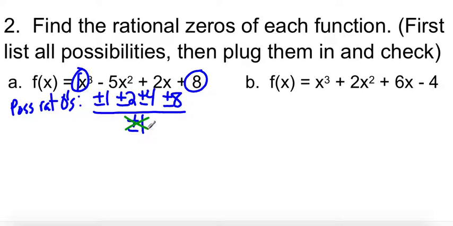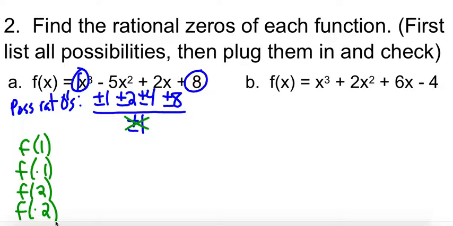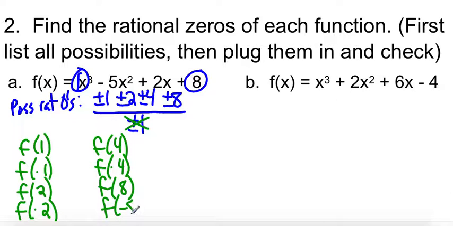On the next page of your notes we will. So these are the possible rational zeros: positive negative 1, positive negative 2, positive negative 4, positive negative 8. Now we're going to plug them in. We're going to plug in f of 1, f of negative 1, f of 2, f of negative 2, f of 4, f of negative 4, f of 8, and f of negative 8.